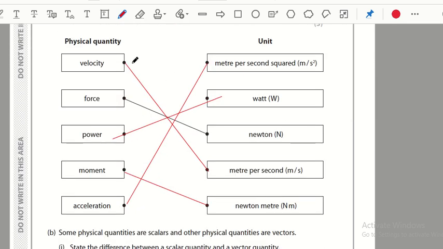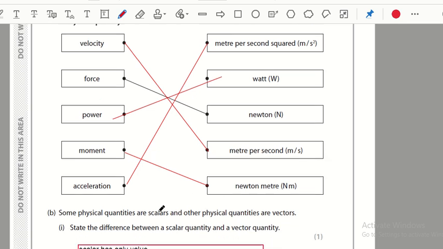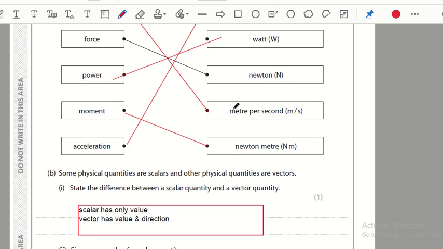Velocity is measured in meter per second, power in watts, moment in Newton meter. Remember, moment is force times perpendicular distance from pivot, so its unit is a unit of force, which is Newton, times a unit of distance, which is meter, and certainly acceleration is meter per second squared.